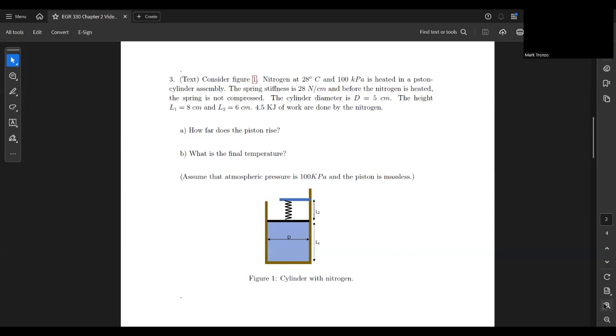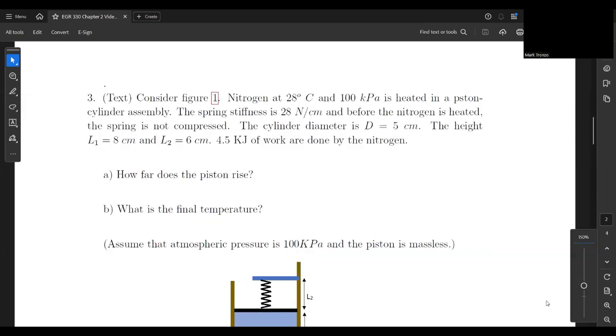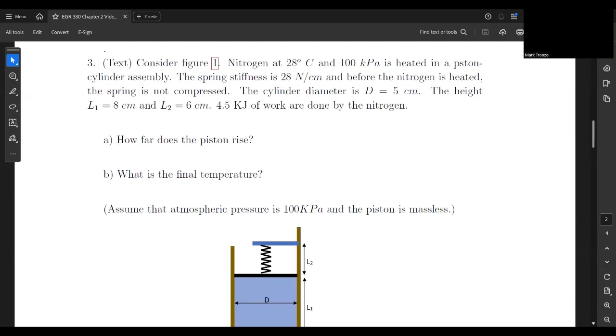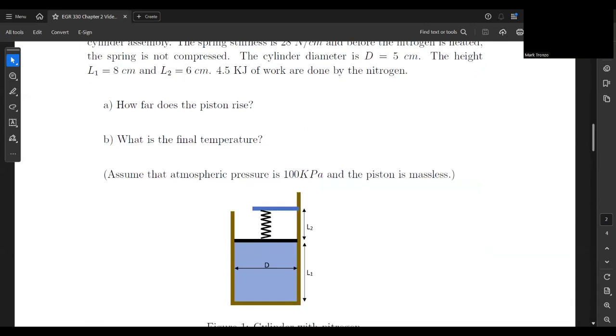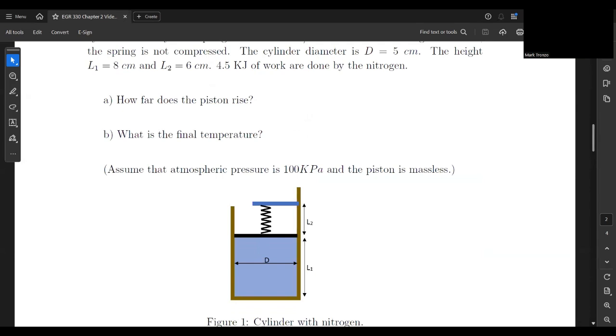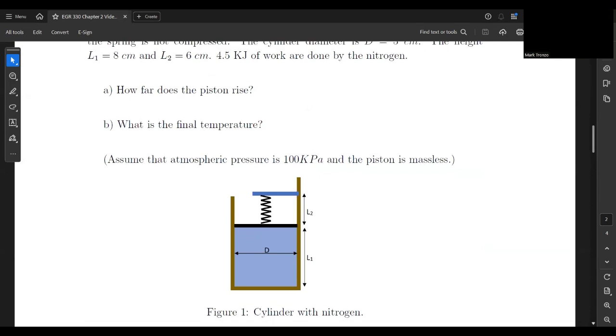Let me just zoom in a little bit so you can see the actual values here. You can see L1 is that lower portion, 8 centimeters. L2 is 6 centimeters. How far does the piston rise? And what is the final temperature? Assume atmospheric pressure is 100 kPa and the piston is massless.